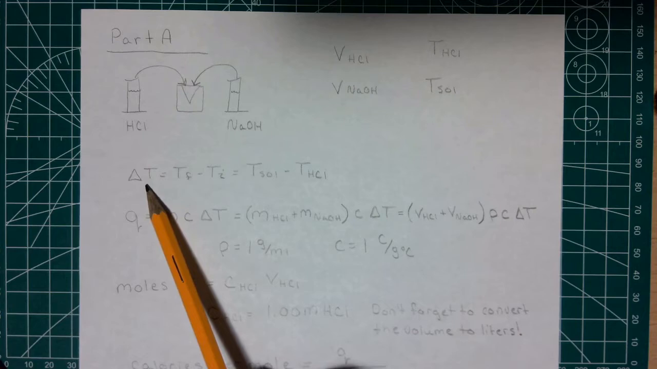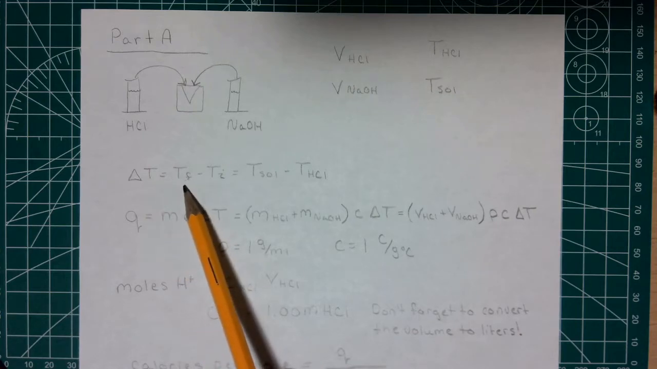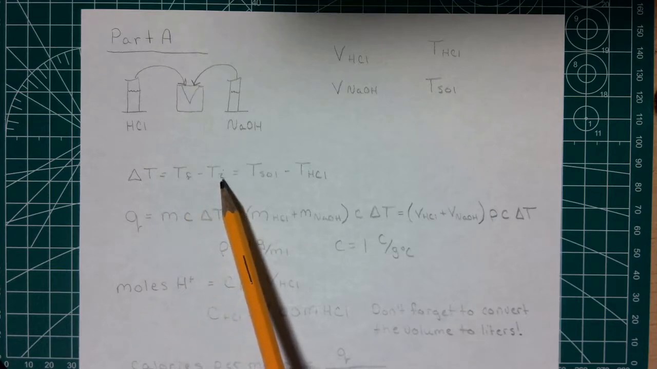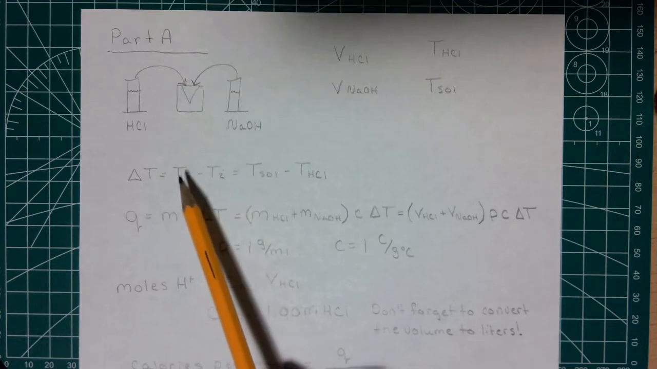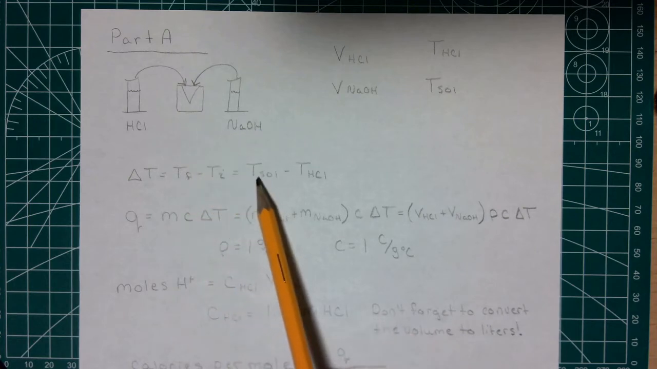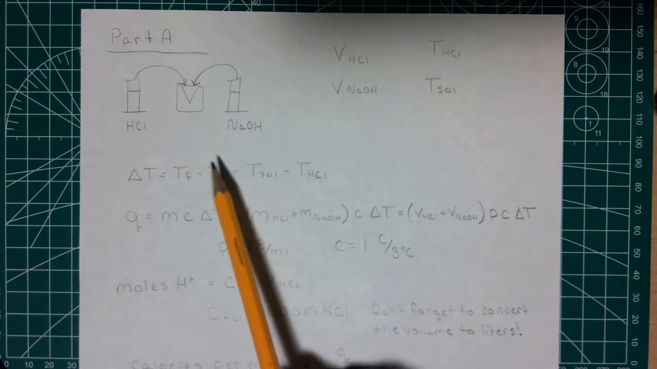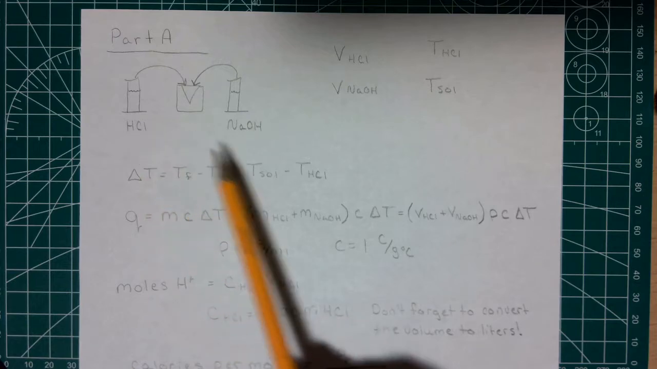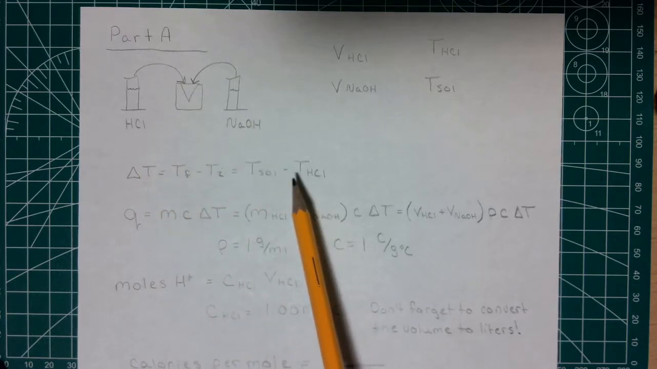First thing it's going to ask you is the temperature difference. So the temperature difference is always going to be the final temperature minus the initial temperature. So in this case, the final temperature is when they're mixed together, so T solution, and the initial temperature is the initial temperature of the HCl, T HCl.